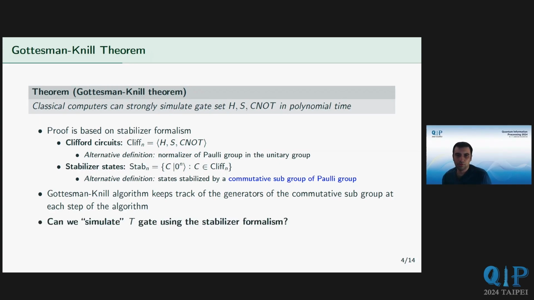We saw that we can do quantum computing with four gates, and if you have only three gates, you can simulate it on a classical computer. The question is whether you can somehow embed this fourth gate, the T gate, in your simulation algorithm.